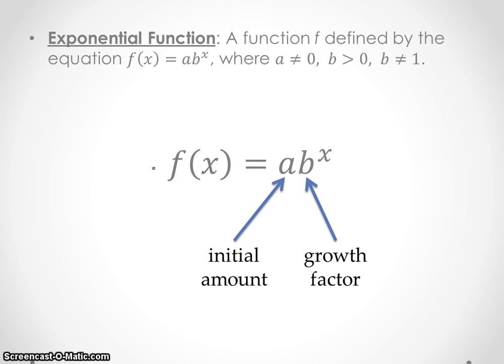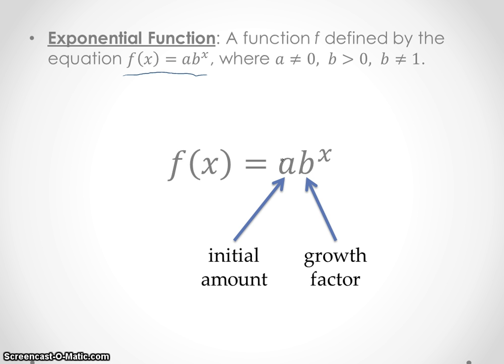So I've just made this bigger. This is the exact same equation that I took from up here. I just made it bigger because I want to point out a couple things. So we have f of x, that just means it's a function, equals a times b to the x power. Okay, so your initial amount is where you're going to put a. So for instance, in our previous example, we started with 300 bacteria. So our 300 would go right in here. And then your growth factor, which in the last example, we were doubling, would be 2. So we'd put a 2 in here.